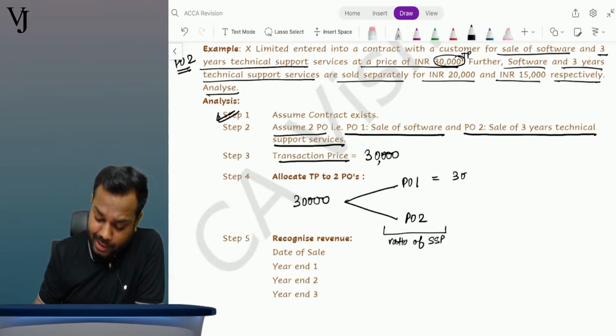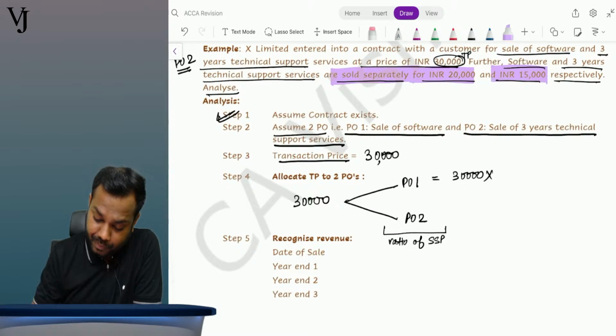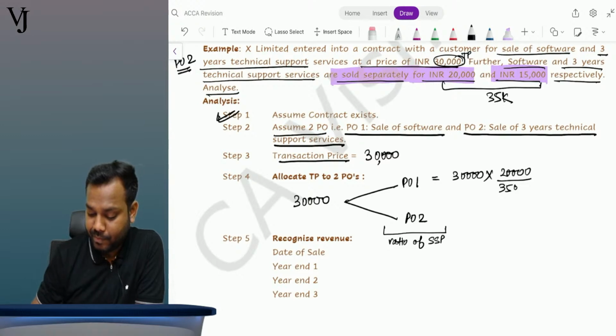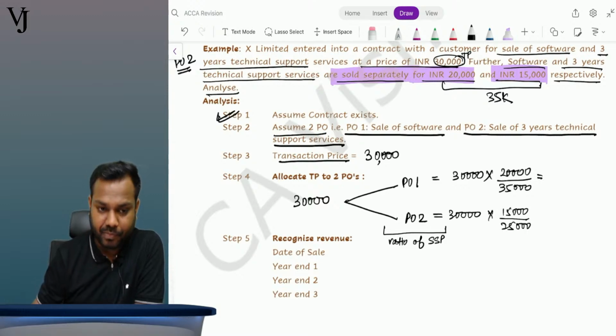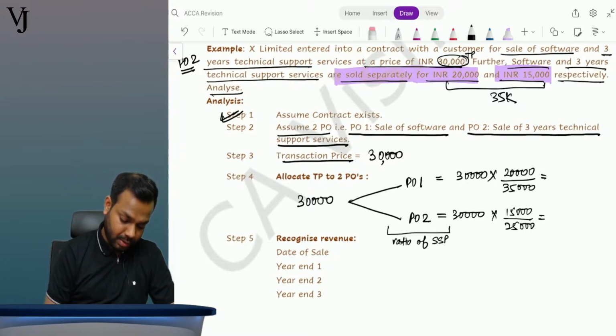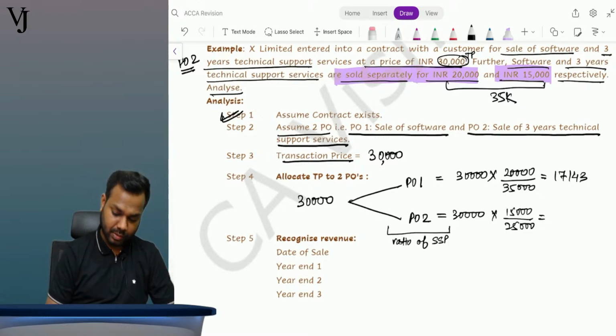So, how will you allocate? 30,000 multiplied by the standalone selling price. See, it is given: sold separately for 20,000 and 15,000. So, it is 20,000 divided by 35,000. How come 35? 20 plus 15 is 35. Now, again 30,000 multiplied by 15,000 divided by 35,000. So, what is the amount? 30,000 into 20 divided by 35 is 17,143. And the other amount is 12,857.